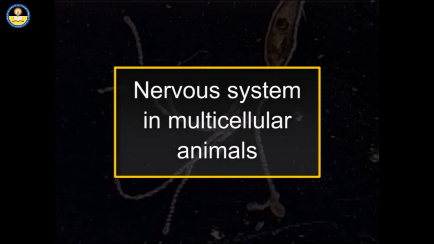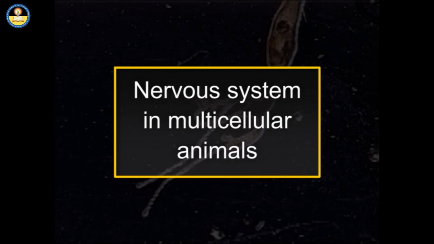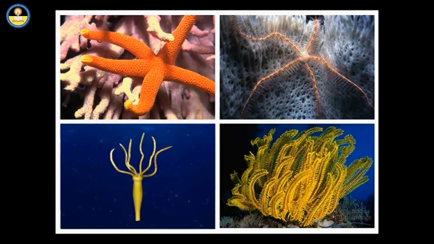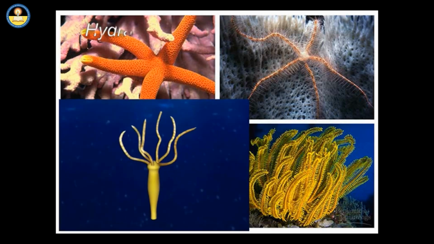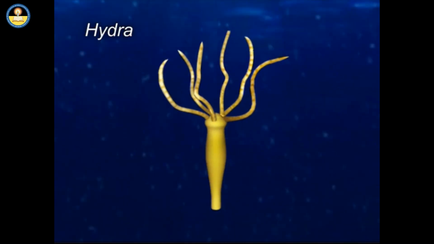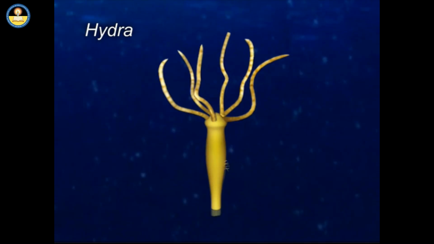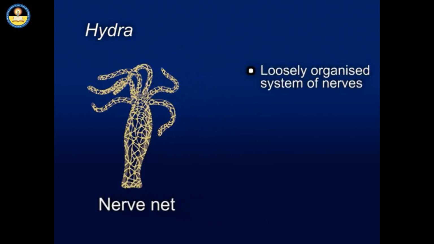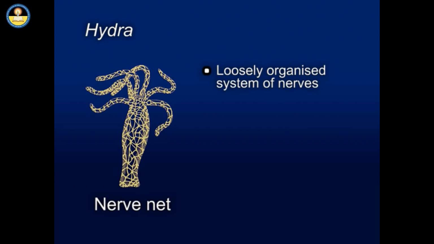Nervous system in multicellular animals. The simplest form of nervous systems is found in cnidarians. Hydra is a small, simple freshwater cnidarian. The hydra has a nervous system characterized by a nerve net. A nerve net is a collection of separate but connected neurons.